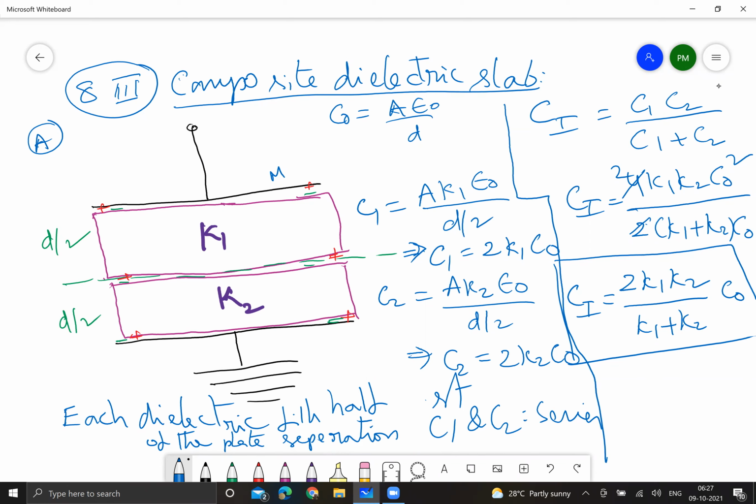We can give some values and try some problems. Say K1 is 4, K2 is 12, C0 is 5 microfarad. So C1, you can find such, try such problems.